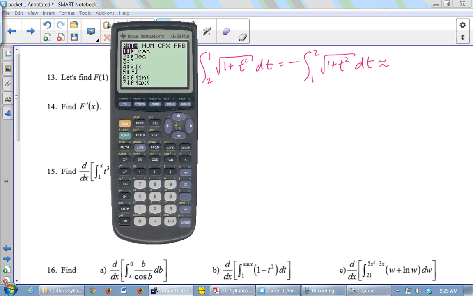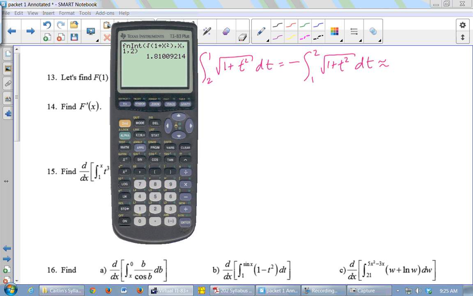So I do math 9, function integral, and we put in the function square root of 1 plus x squared, comma x, comma 1, comma 2. And whatever I get, I'm going to take the negative of it, because I'm really going from 2 to 1. So 1.81.